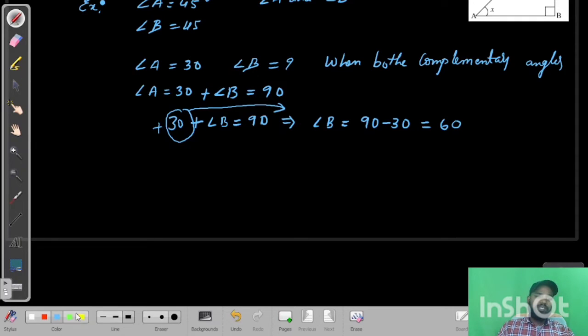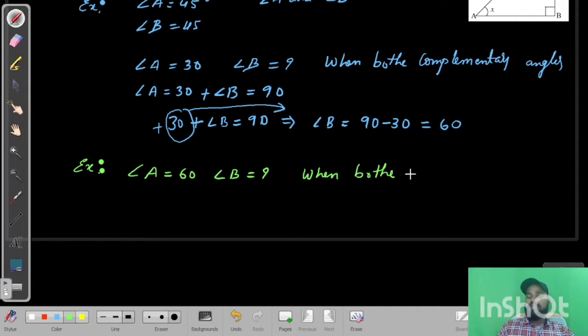One more example here. Let us take angle A equals 60 degrees. Then what is angle B when both are complementary angles, where A and B are complementary? You simply have to remember that the sum of the angles must be equal to 90.